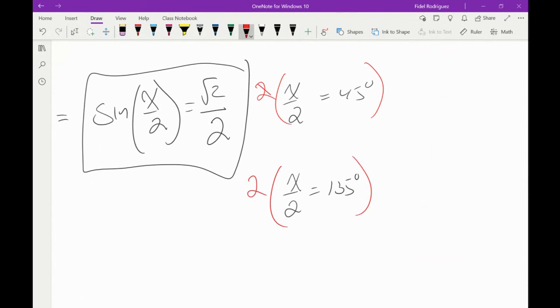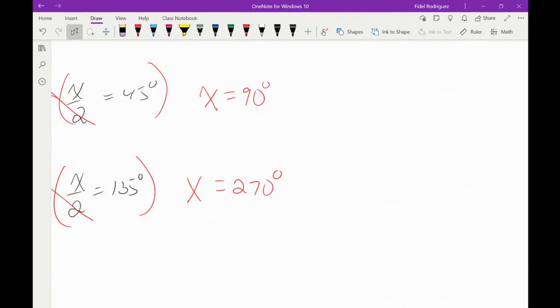So here, this is going to be 90. We can multiply both sides by 2. That's going to be 270. Okay. And my first question to you guys, anybody remember what 90 degrees is in radians? Pi over 2, good. What about 270? Guess again. 3 pi over 2. Okay.